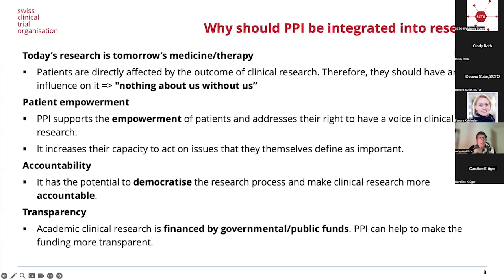Integrating PPI in research will also increase the accountability, with the potential to democratize the research process, and also increase transparency. As academic clinical research is mainly funded or financed by governmental and public funds, it can really help to make the funding more transparent.